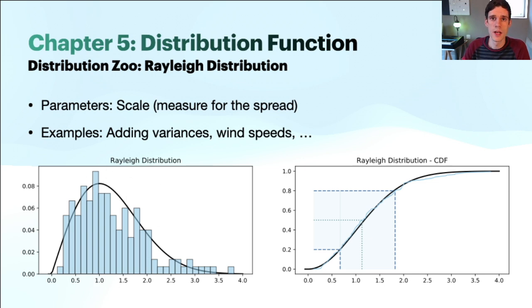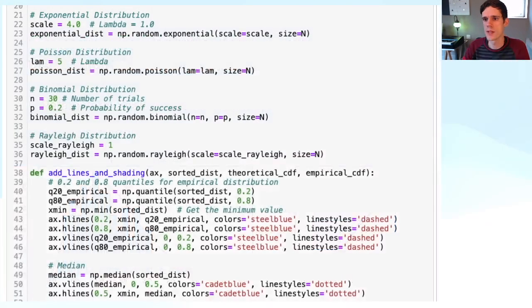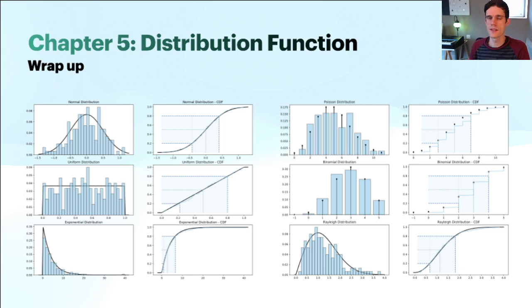And then again, we will go to the code one last time to see how we can generate population samples that are distributed according to the Rayleigh distribution. Again, we only have one parameter, the Rayleigh scale, and the Rayleigh distribution is then simply numpy.random.rayleigh, our scale, and the size. And this brings us to the end of this lesson, and in fact to the end of chapter 5, where we delve deeper into the world of distributions.